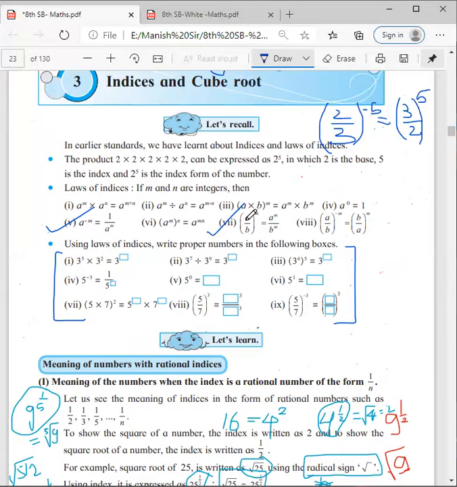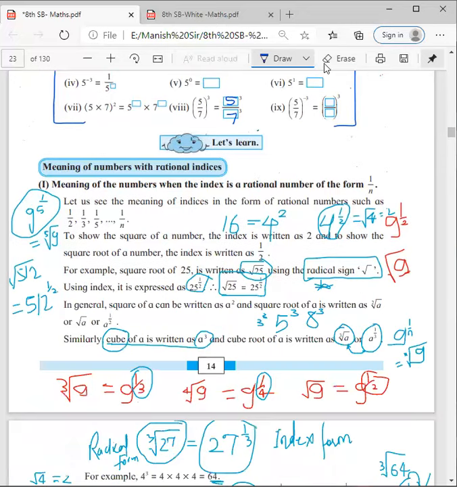You can see that at this place a upon b is 5 upon 7, the power is m, and here the power is 3. So if we separate it, I can write 5 raised to 3, and the denominator becomes 7 raised to 3. That's it. Understood how I have written it, with the help of the 7th law? Was it clear? Yes. Good.